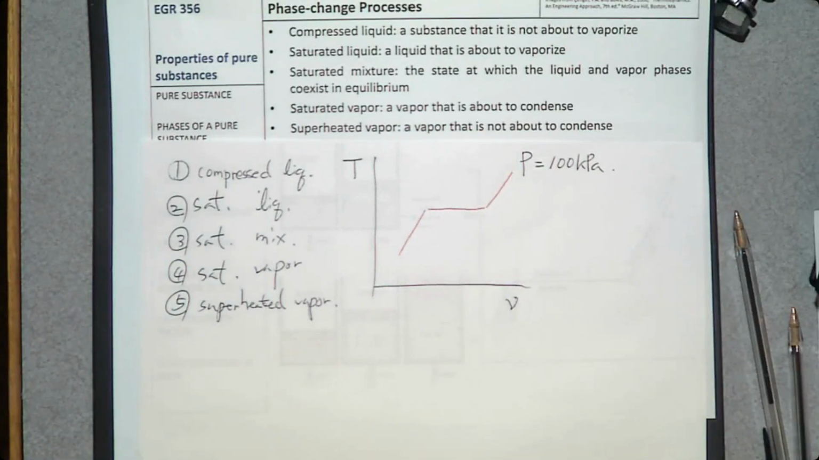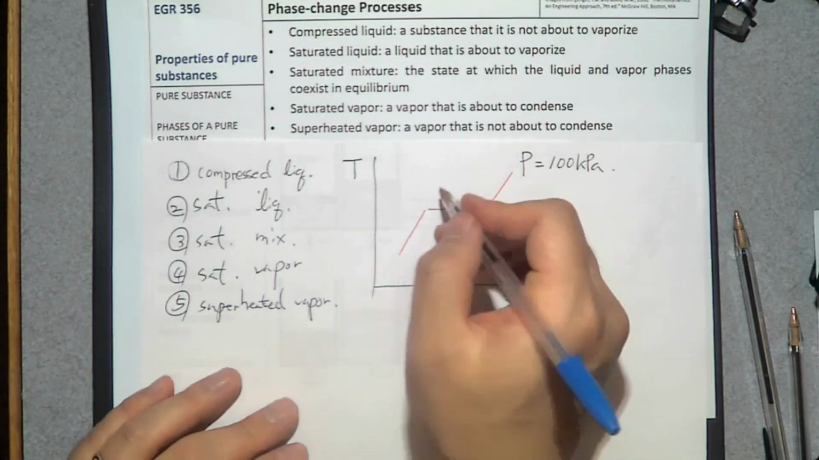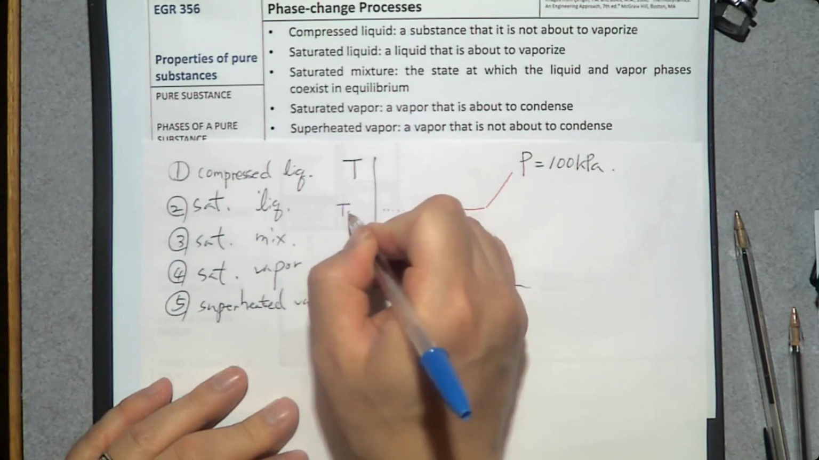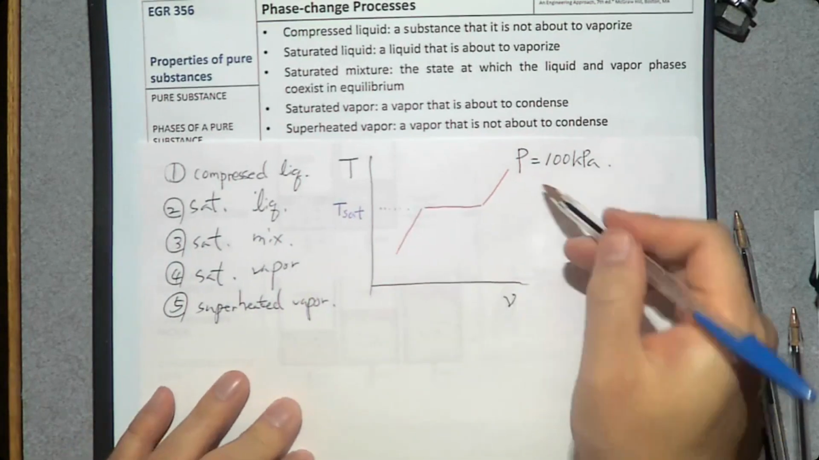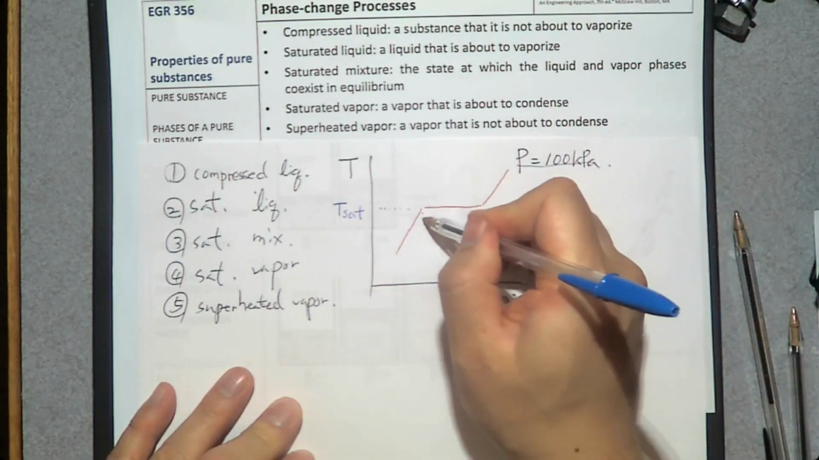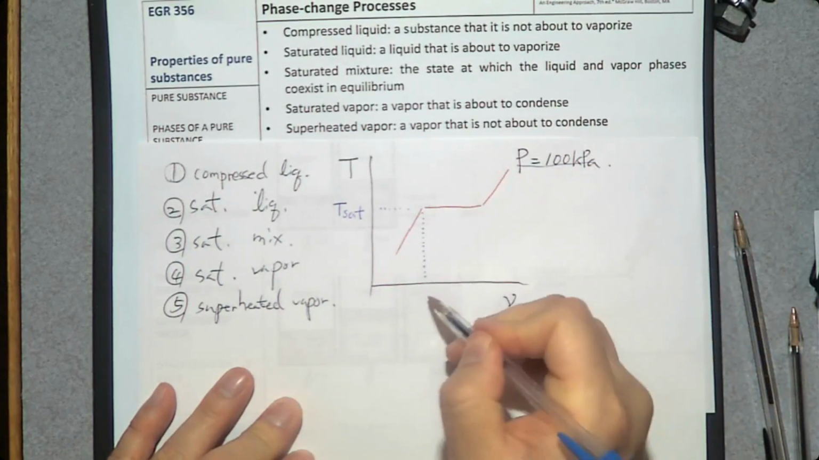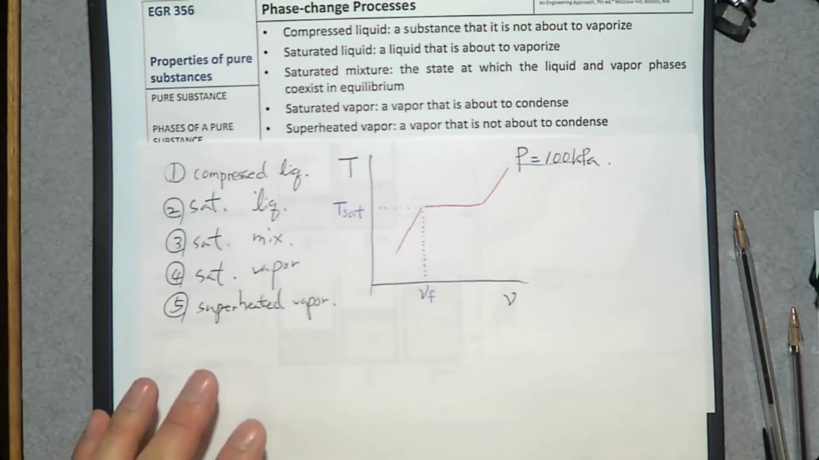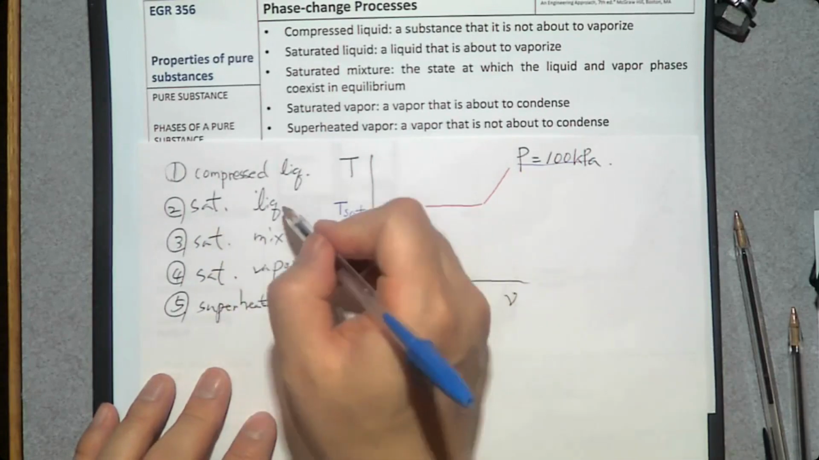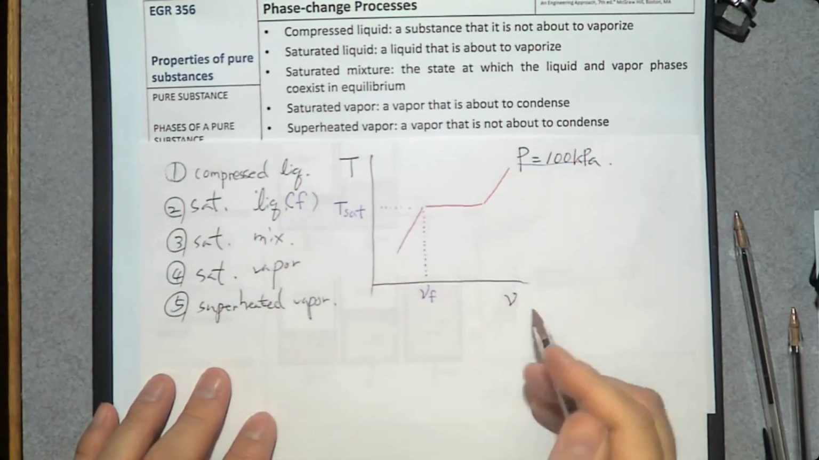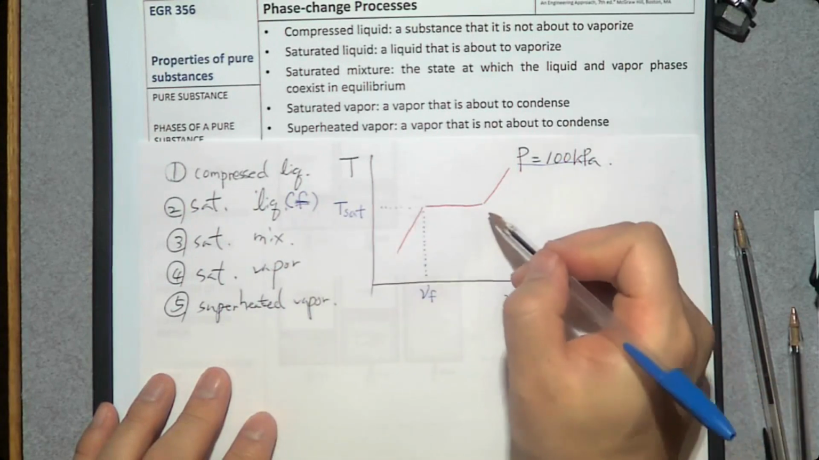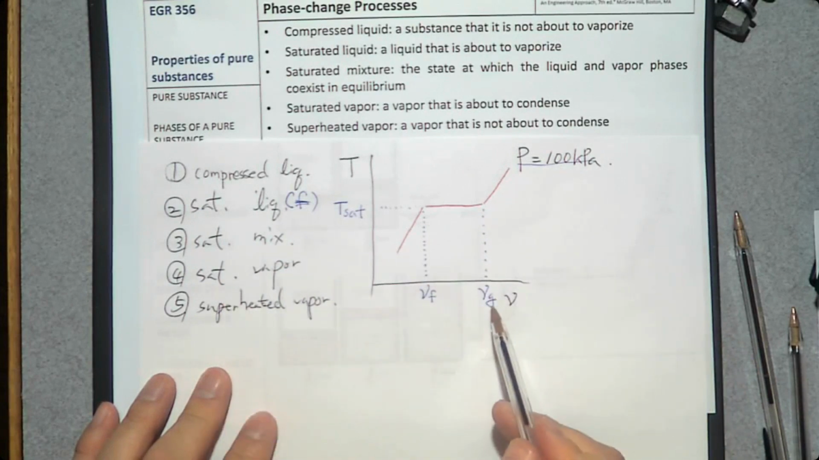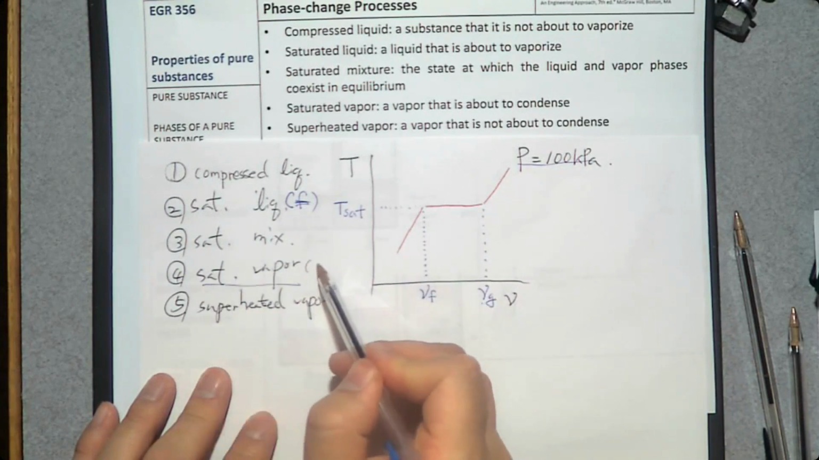To complete this TV diagram, you need to know 3 reference properties. They are T sat, the saturation temperature at this pressure, Vf, the specific volume of saturated liquid. So F means saturated liquid. And Vg, the specific volume of saturated vapor.